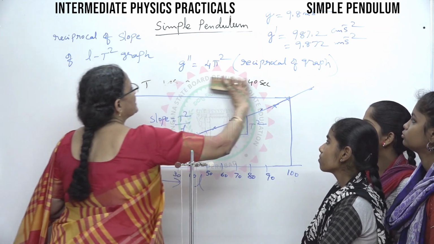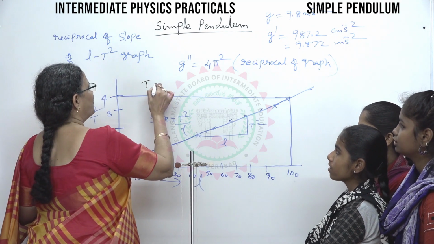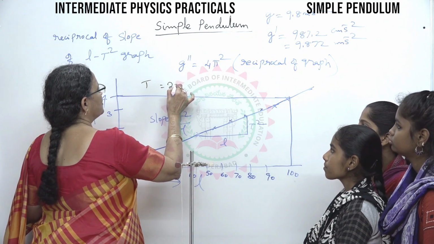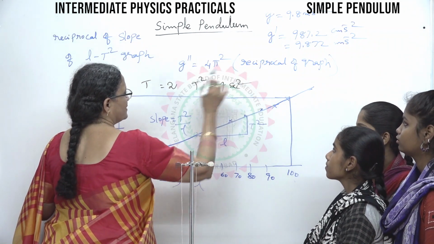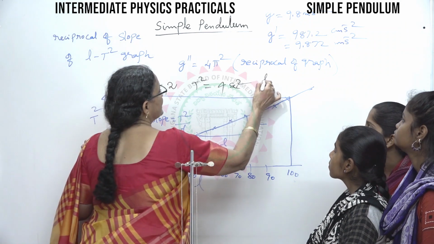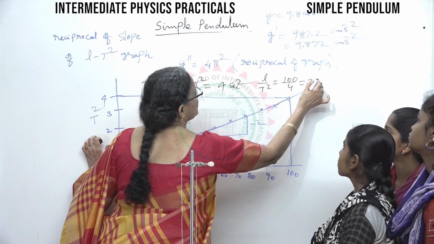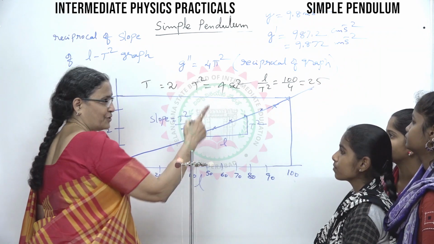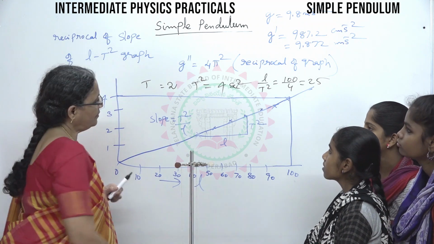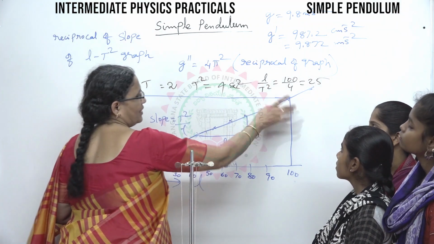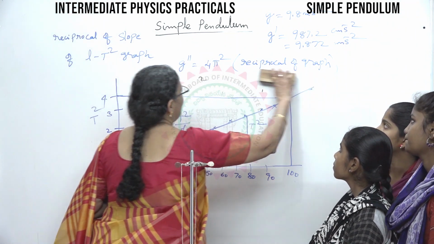And then what is T square? 2 square, 4. T is equal to 2, T square is 4 seconds square. Then what is L by T square? Roughly I am saying 100 by 4. It's 25. Near to that, I said it should be between 23 and 25. So for 100, exactly 4. Roughly I have drawn. You must draw this graph with your actual values.